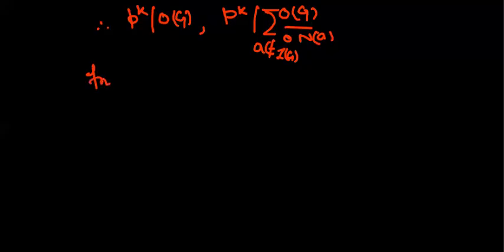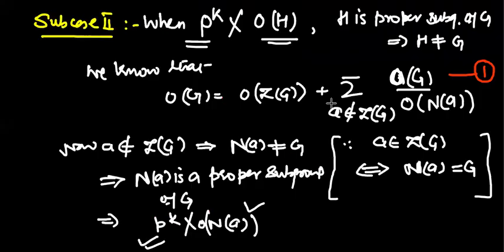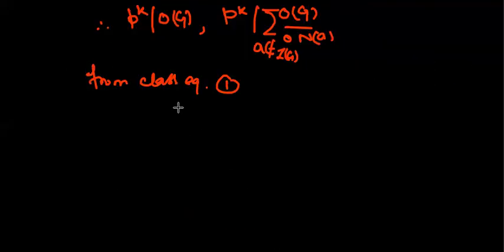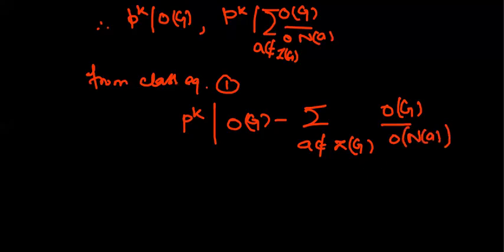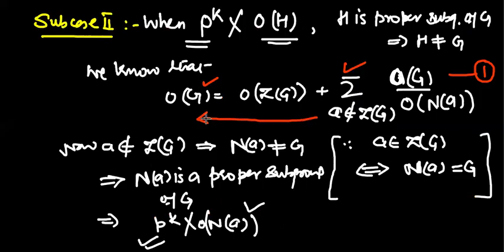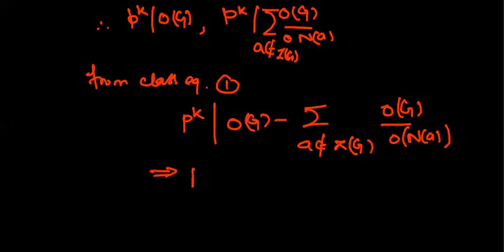So from class equation 1, what will we do? We take this to this side, and it becomes a subtraction. So this implies that p^k divides order of G minus summation a does not belong to Z(G), order of G divided by order of N(a). So this means if we are transposing this to this side and we are getting order of Z(G), this means p^k divides order of Z(G). Fine. So this is what we are getting.